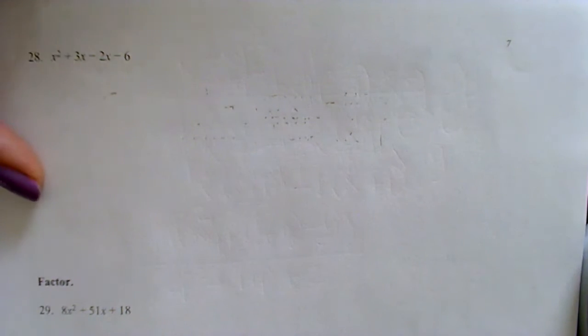$27. Copy to this side. 29. 29 says factor.